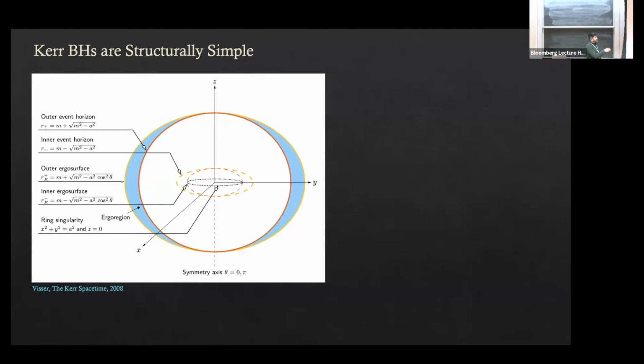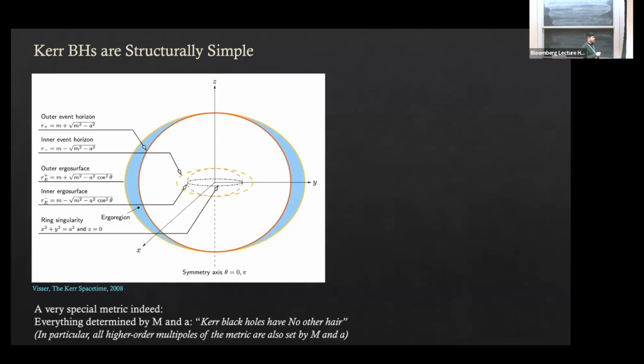And you can see from these expressions here that everything just depends on the mass and the spin. So this metric is very special. There is nothing else that you need. Give me a mass, give me a spin, and I can tell you everything about the spacetime. This is quite nice, and this leads to the statement that Kerr black holes have no hair, and in particular the expectation that all black holes in nature also have no hair.